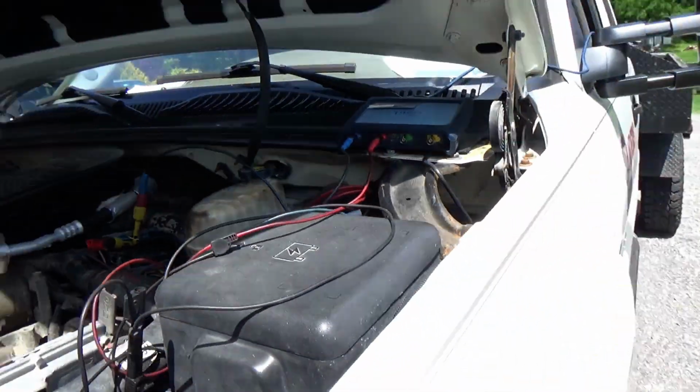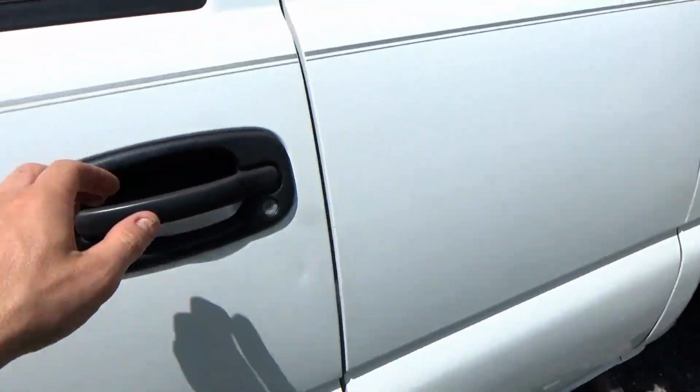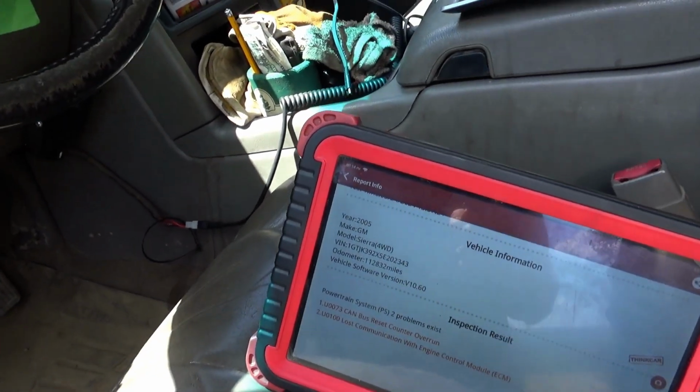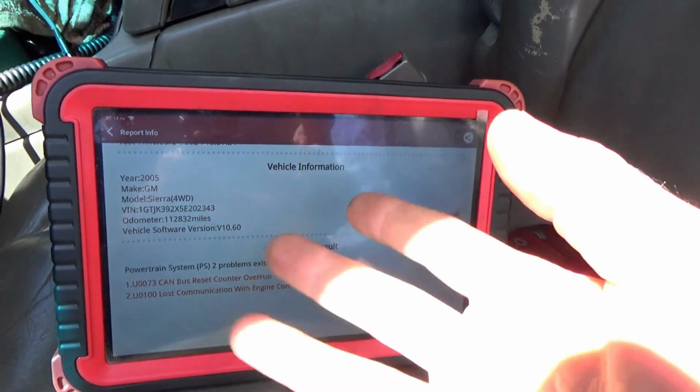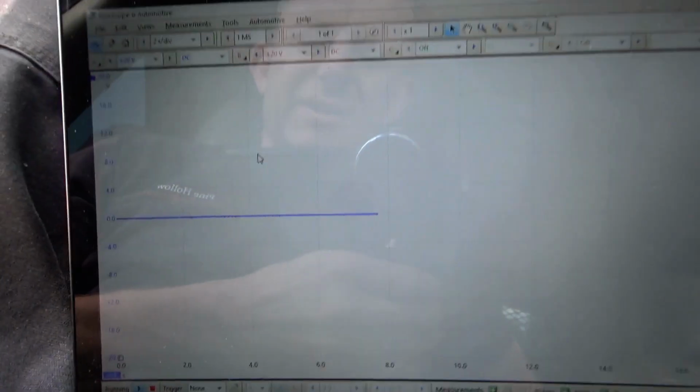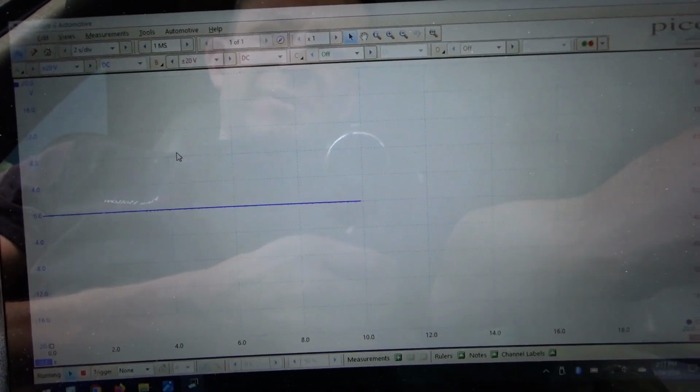PICO scope is hooked up, ready to rock. Let's set it up on the laptop and also look at scan data, see if anything's interrupted while the truck is keys on or truck's running. Alright, so both channels, CAN high and CAN low, are starting at 0 volts. Let's turn the key on.